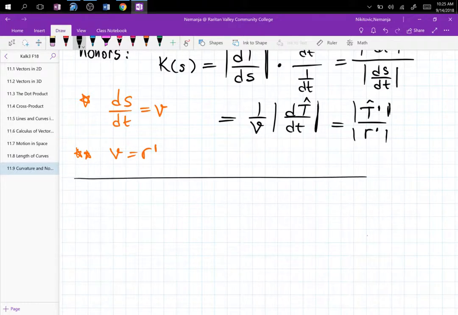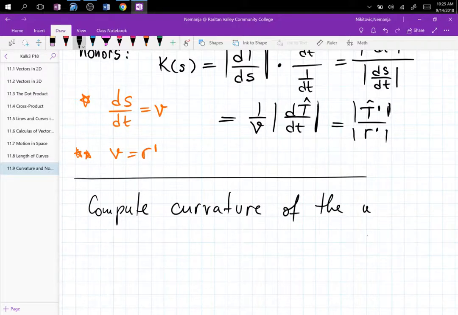So let's do the problem. Compute the curvature of the unit circle. This could be a standard exam problem. As you can see, you are expected to know the parameterization for a circle, which is your r. And then you're expected to know the formula for curvature and then compute the whole thing. So let's do this together now.